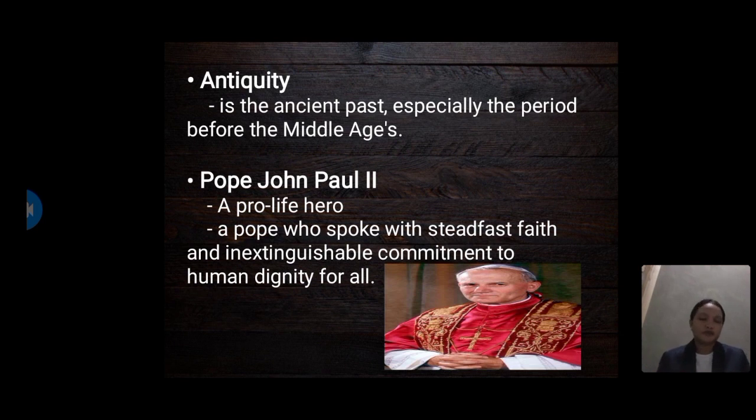So let's first define antiquity. This is an ancient past, especially the period before the Middle Ages. So this is the past. The past happened in the Middle Ages. So next is Pope John Paul II, known as the pro-life hero. He is a pope who spoke with a steadfast faith and inextinguishable commitment to human dignity for all.